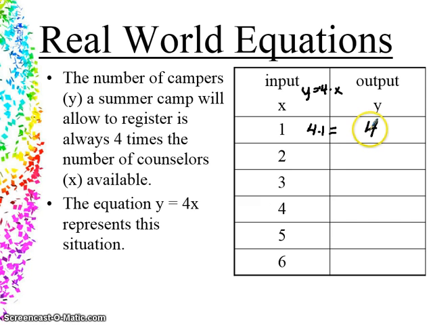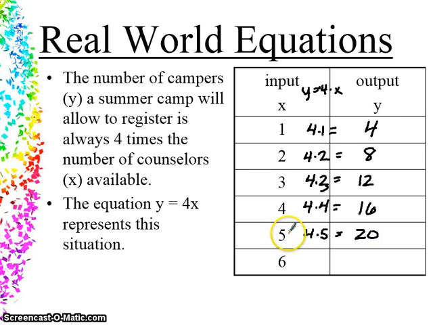If we have 1 counselor, we can have 4 campers. If we have 2 counselors, we can have 8 campers. If we have 3 counselors, we can have 12 campers. If we have 4 counselors, we can have 16 campers. If we have 5 counselors, we can have 20 campers. And last, if we have 6 counselors, we can have 24 campers.